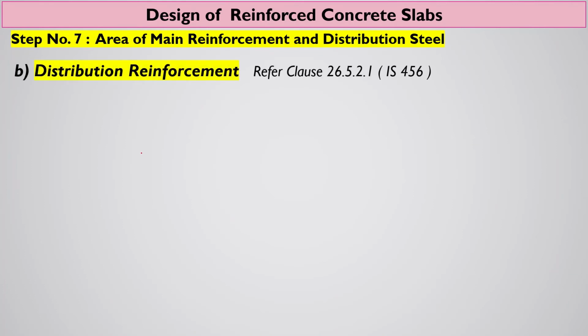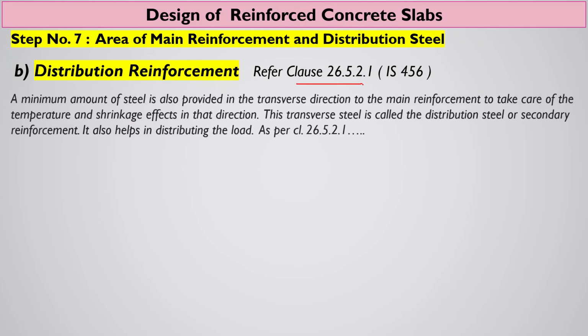Now, what is the distribution steel? How to calculate distribution steel? As I have already told you, it will be the minimum steel required as per the IS code. So you can refer to clause 26.5.2.1. A minimum amount of steel is provided in the transverse direction to the main reinforcement to take care of temperature as well as shrinkage effect in this direction.